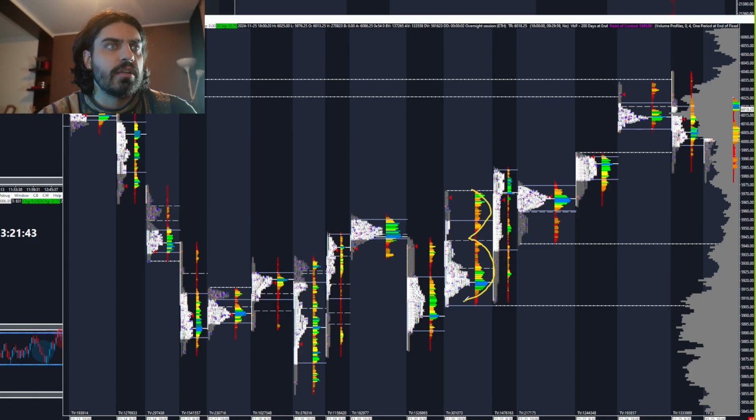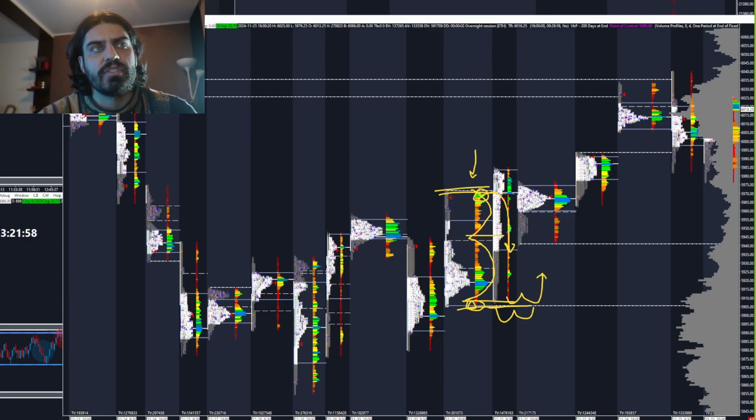So if I'm looking at this double distribution over here on the S&P, you have a lot of volume at the top, right, over here. You have an initial failure down. We trade into the middle, and we eventually trade into the bottom band of that double distribution, which is typically going to be some kind of reversal that allows prices to reverse, right?